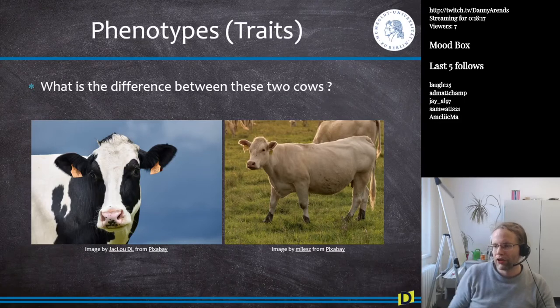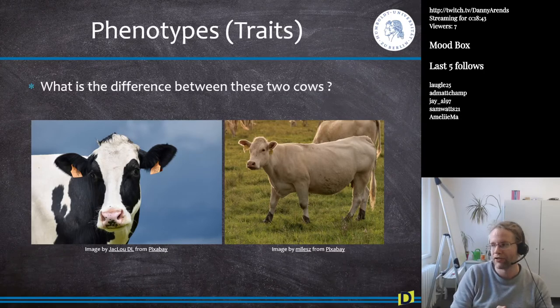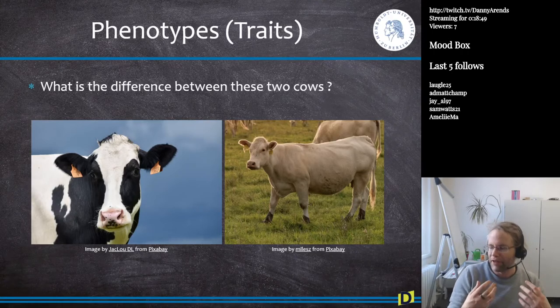All right, Xanaxin: coloration of the hair and patterns. Yes, that's one of these obvious phenotypes that you can see, right? The one is black and white and has this kind of Holstein-ish pattern, and the other one has a completely different color. Sam Watts: color and pattern. Muscles, that is an answer. So very basically, if we think about cows, there's a phenotype of economic interest. All right, so the answer from my moderator is one is for milk and one is for meat.